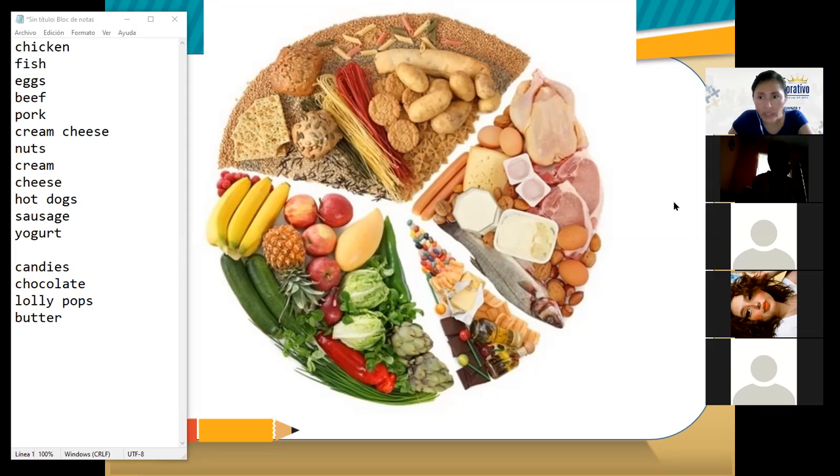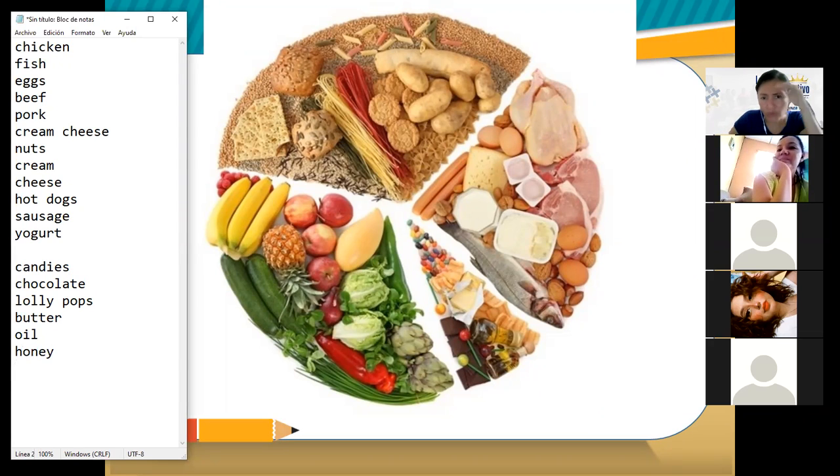We have oil, right? Because actually there you have like kind of oil, right? Over there. Oil. Honey? Honey. Yeah, is that honey? Yo veo como que es aceite, pero podemos agregar acá honey, right? Very good.